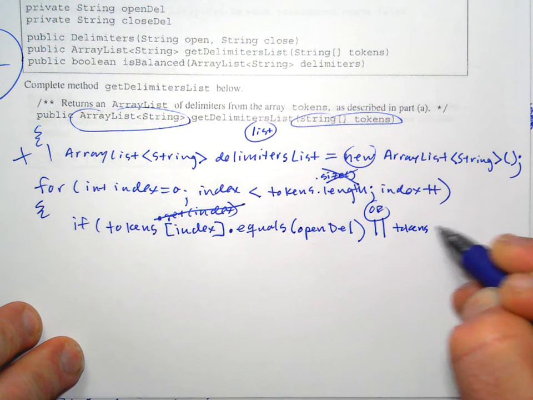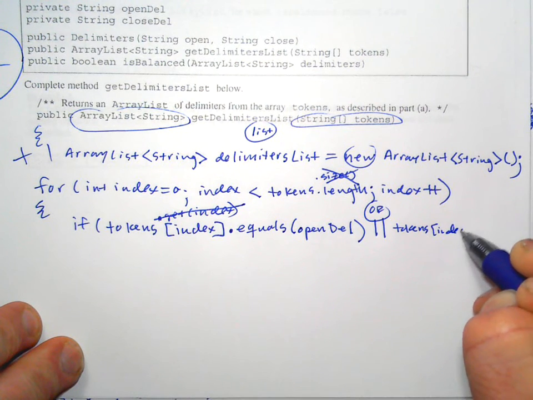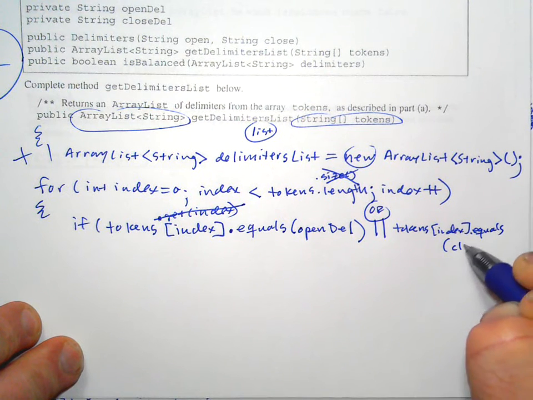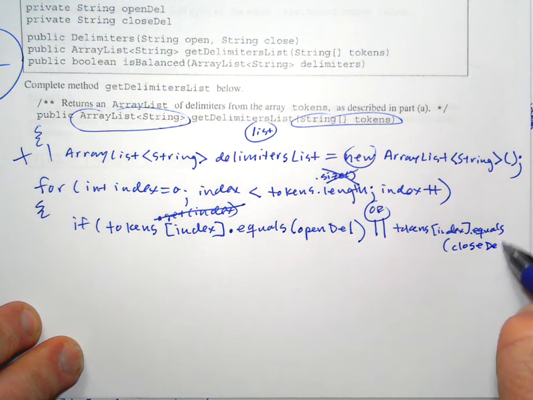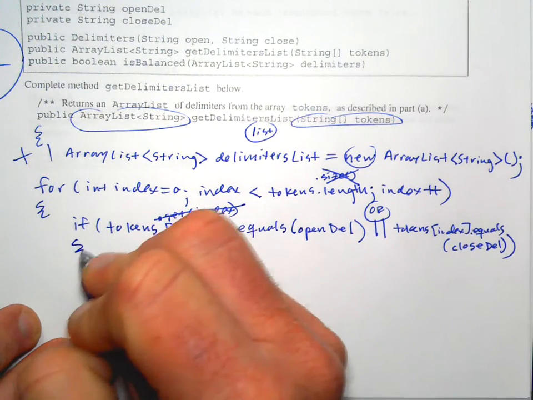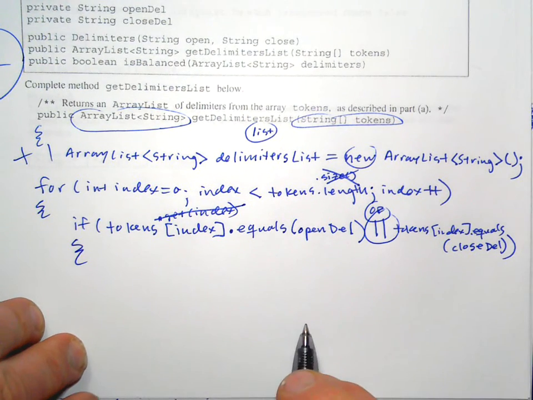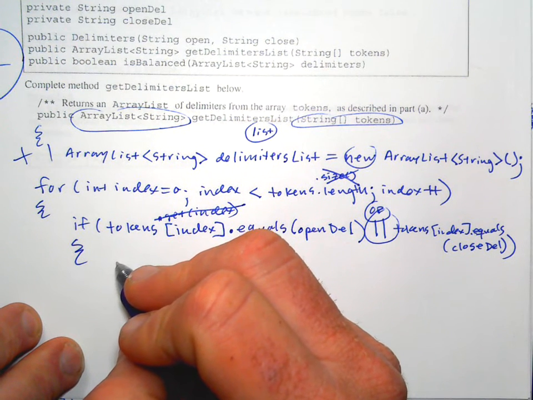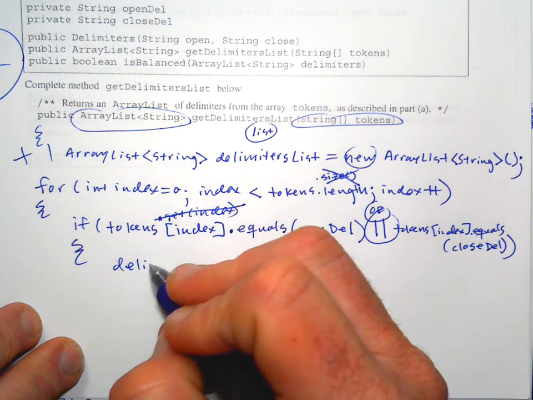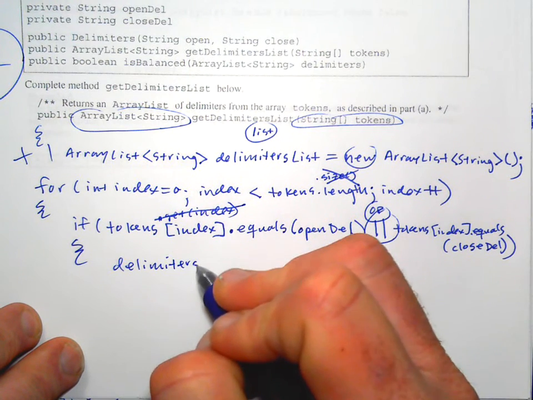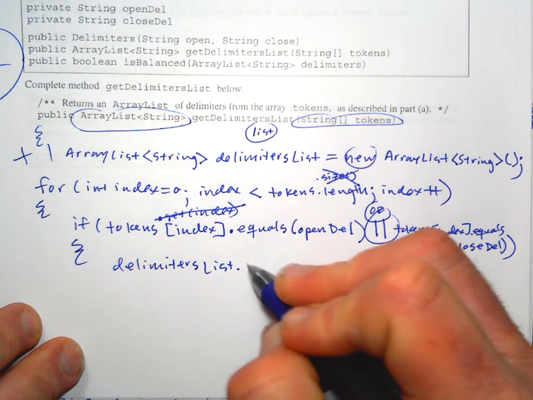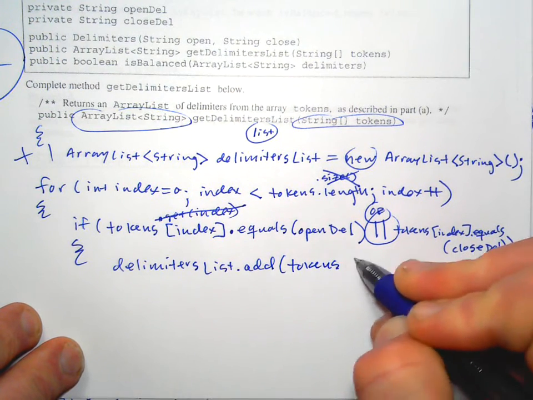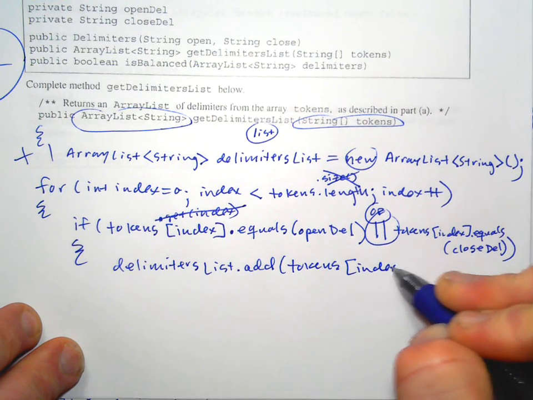tokens index dot equals closed delimiter. So you need to test for both of these, and if one or the other is true, then we're going to add it to our new array list. Delimiters list dot add tokens index.